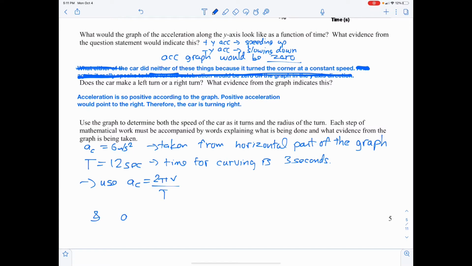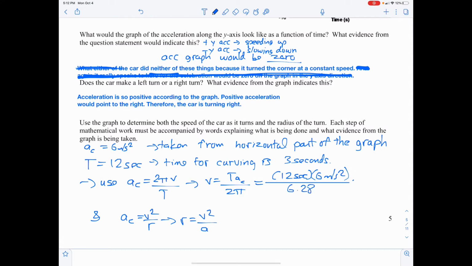And we can use the equation a sub c equals v squared over r. So v squared over a will help you find the radius. And to find v, we would need to multiply by t. So v is equal to t times a sub c over 2 pi. So 12 seconds times 6 meters per second squared over 2 pi, which is approximately 6.28.